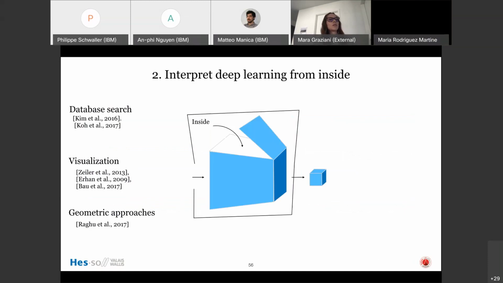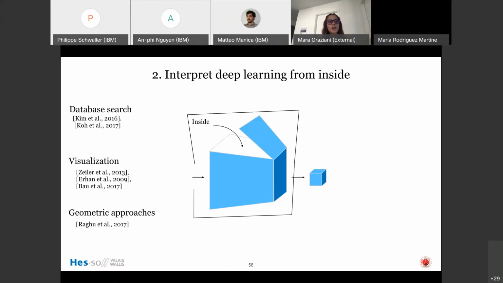So, okay, we will start by opening the Pandora's box and looking inside. So we will first see how we can interpret the network by looking at its internal component activation, so layer, channel, neuron activations. And these techniques here, again, can be clustered according to their approach. We will first have a look at database search methods that inspect the database by finding images that maximally activate, for example, a layer or maximally activate a neuron.